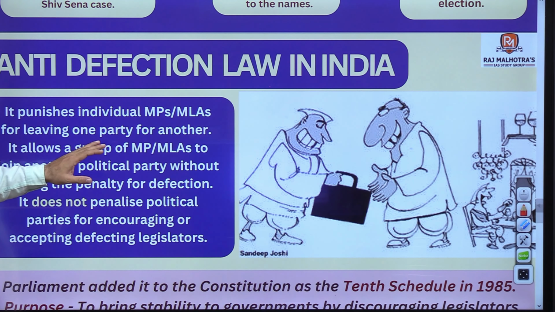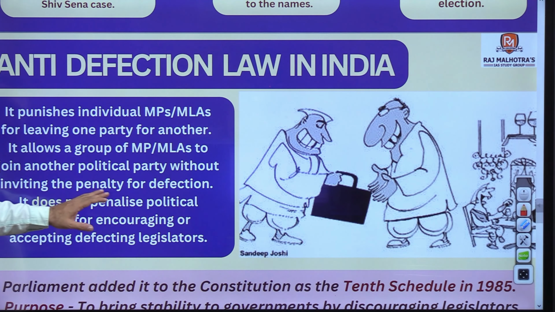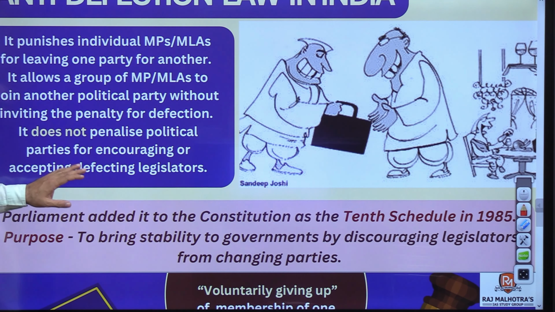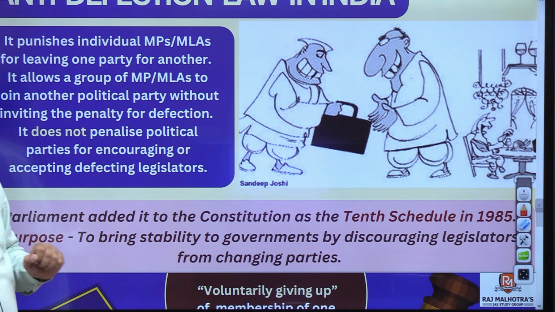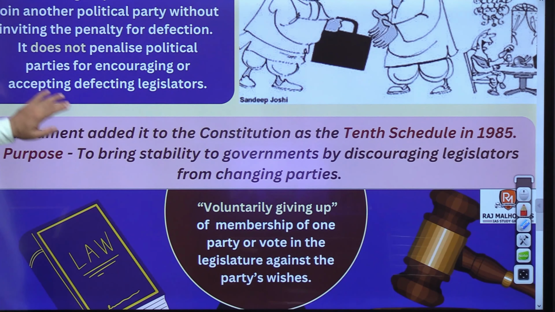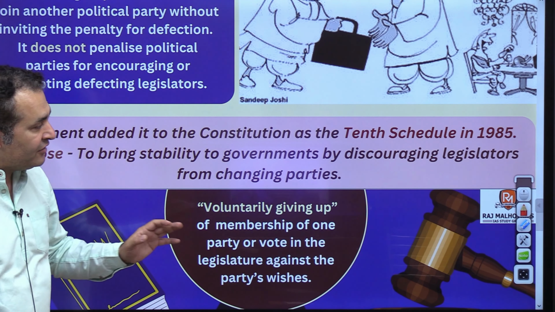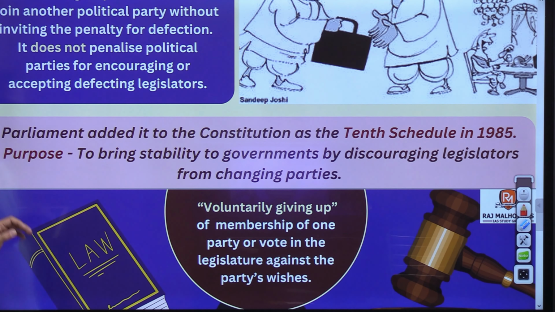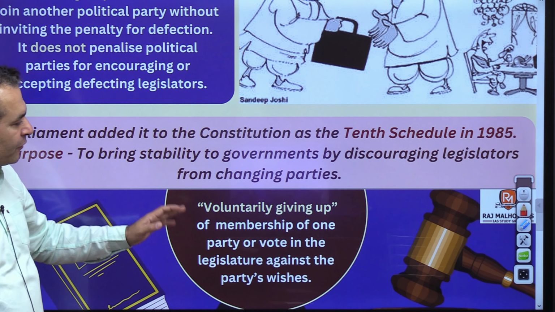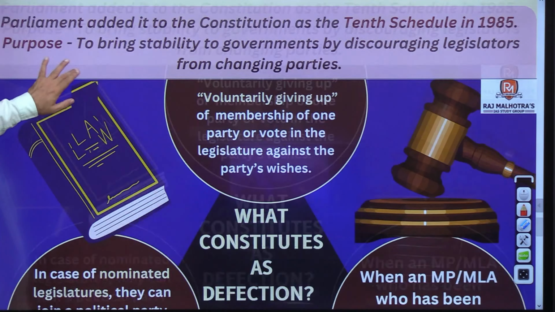It punishes MPs and MLAs for leaving one party for another, and it allows a group of MPs and MLAs to join another political party without inviting the penalty for defection. It does not penalize political parties for encouraging or accepting defecting legislators. So these are the three things here. Parliament added it to the constitution as the 10th Schedule in 1985. The purpose was to bring stability to governments by discouraging legislators from changing parties, right?